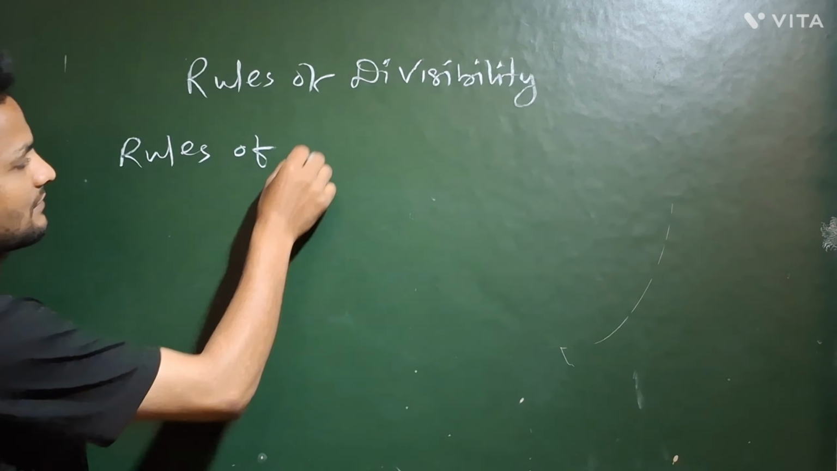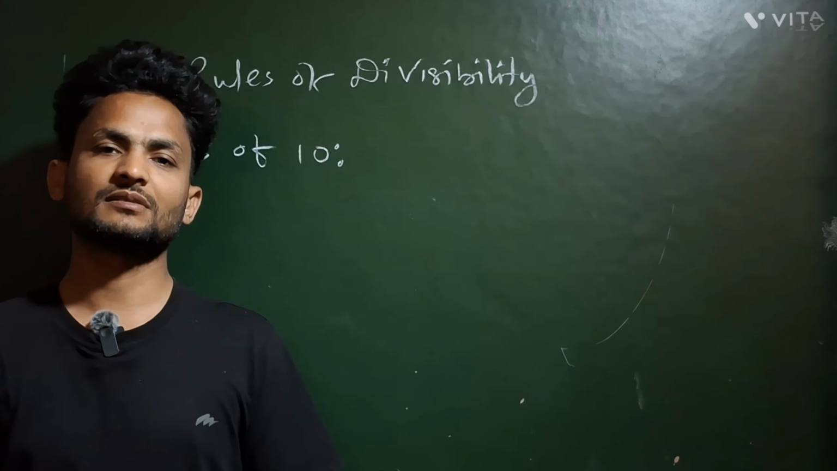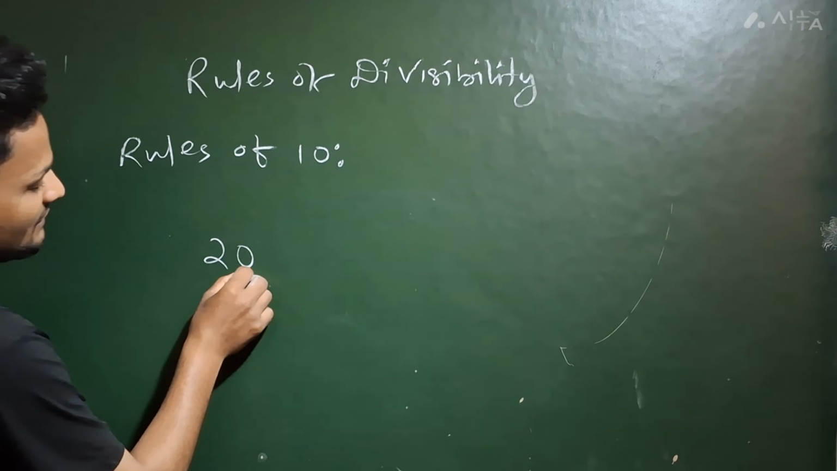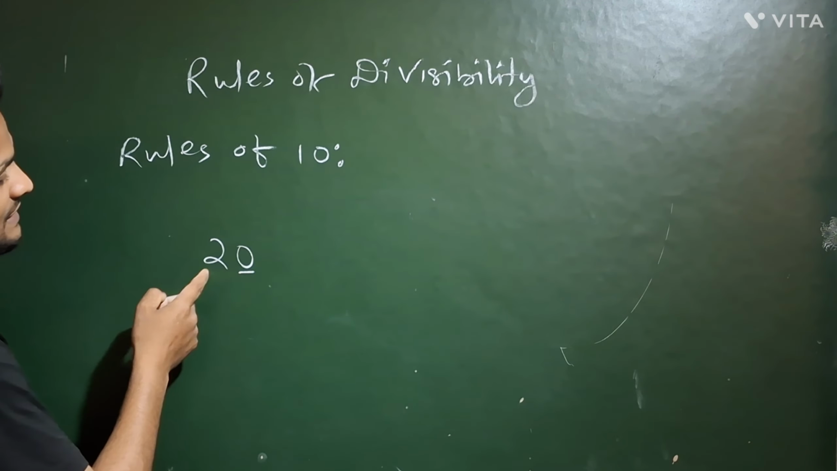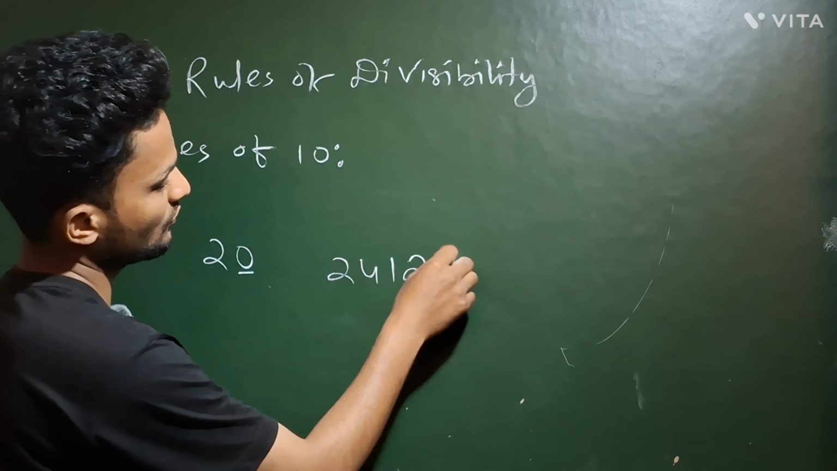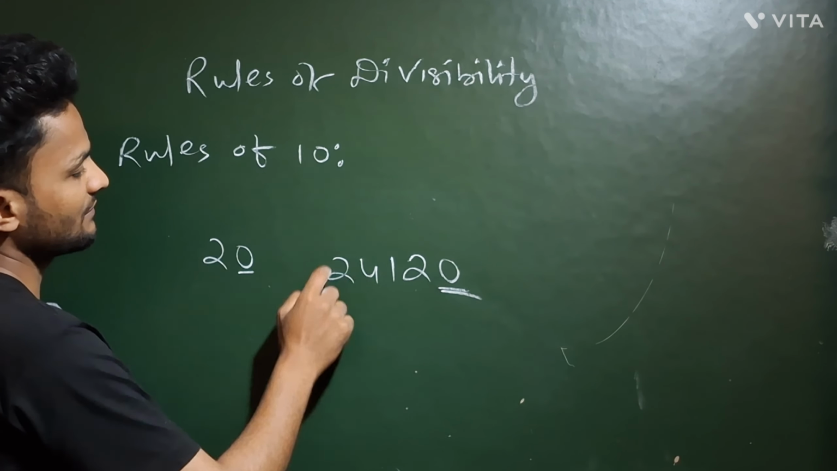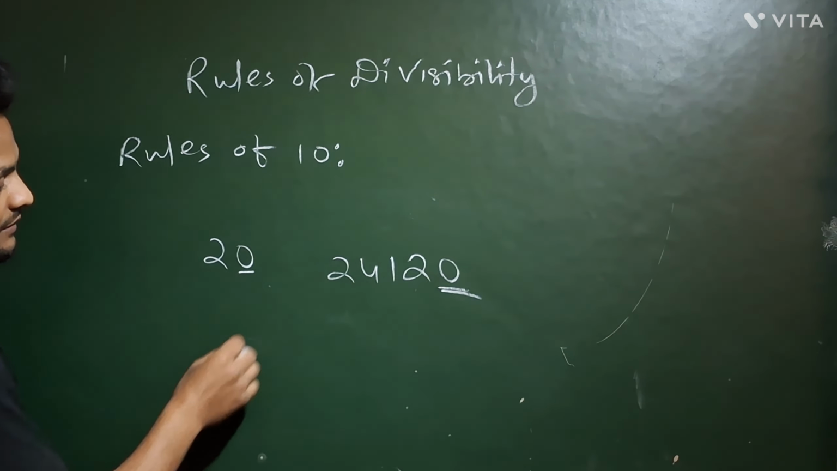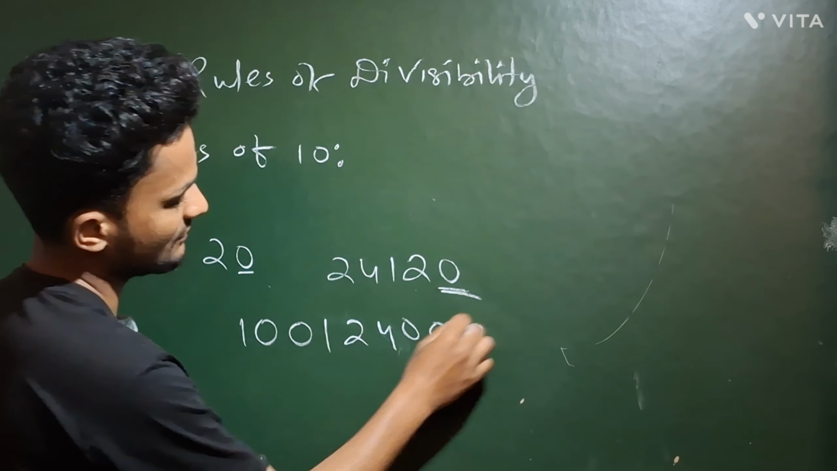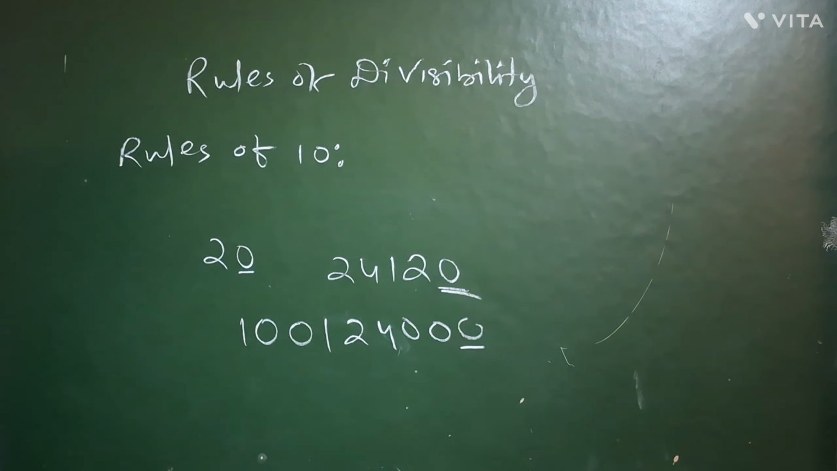Okay. Rules of 10. If the last digit of a number is 0, then the number is divisible by 10. Such as 20. In this number, the last digit is 0. That is why this number will be divisible by 10. Similarly, 24120. In this number, the last digit is 0. That is why this number will be divisible by 10. Similarly, 1001241240000. In this number, the last digit is 0. That is why this number will also be divisible by 10.